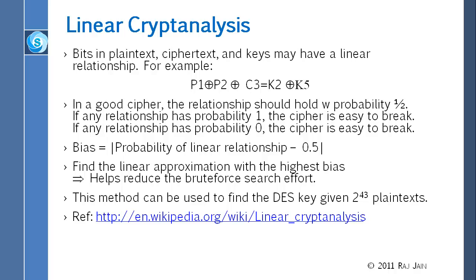If some combination happens all the time, which is kind of unlikely, that probability is 1, it is equally good information. If something happens 50% of the time, then the bias is 0. It's no good, because that's what it is designed for. So then you really can't guess much. The more off from 0.5 you are on either side, the better it is for you to be able to guess the key. So the bias is calculated as the probability minus 0.5, absolute value, and then you find the linear approximation which has the highest bias, and then you can reduce your search effort.